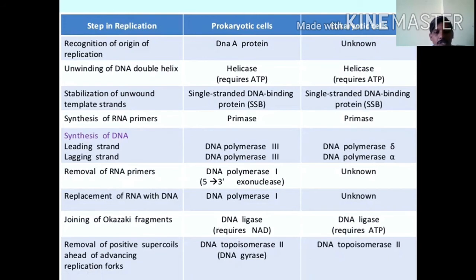DNA topoisomerases class 1 and 2 both are required for the removal of positive supercoils ahead of advancing replication forks. After the formation of the replication fork, supercoiling of the DNA molecule is prevented by a group of enzymes known as topoisomerases. So after the helicase enzyme unwinds the DNA molecule, the immediate problem is resolved by the DNA topoisomerases, which are of two types, topoisomerase 1 and topoisomerase 2.